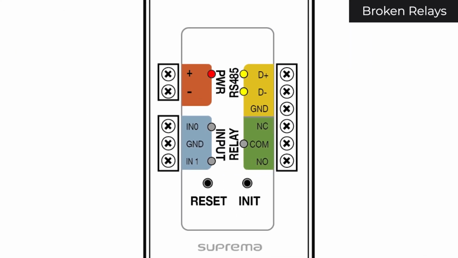To do this, hold down the reset button for 3 seconds, and then hold down the initialize button for 3 seconds. Once you do this, your device will be in sync with your Secure IO. The unlocking and locking abilities should be restored.